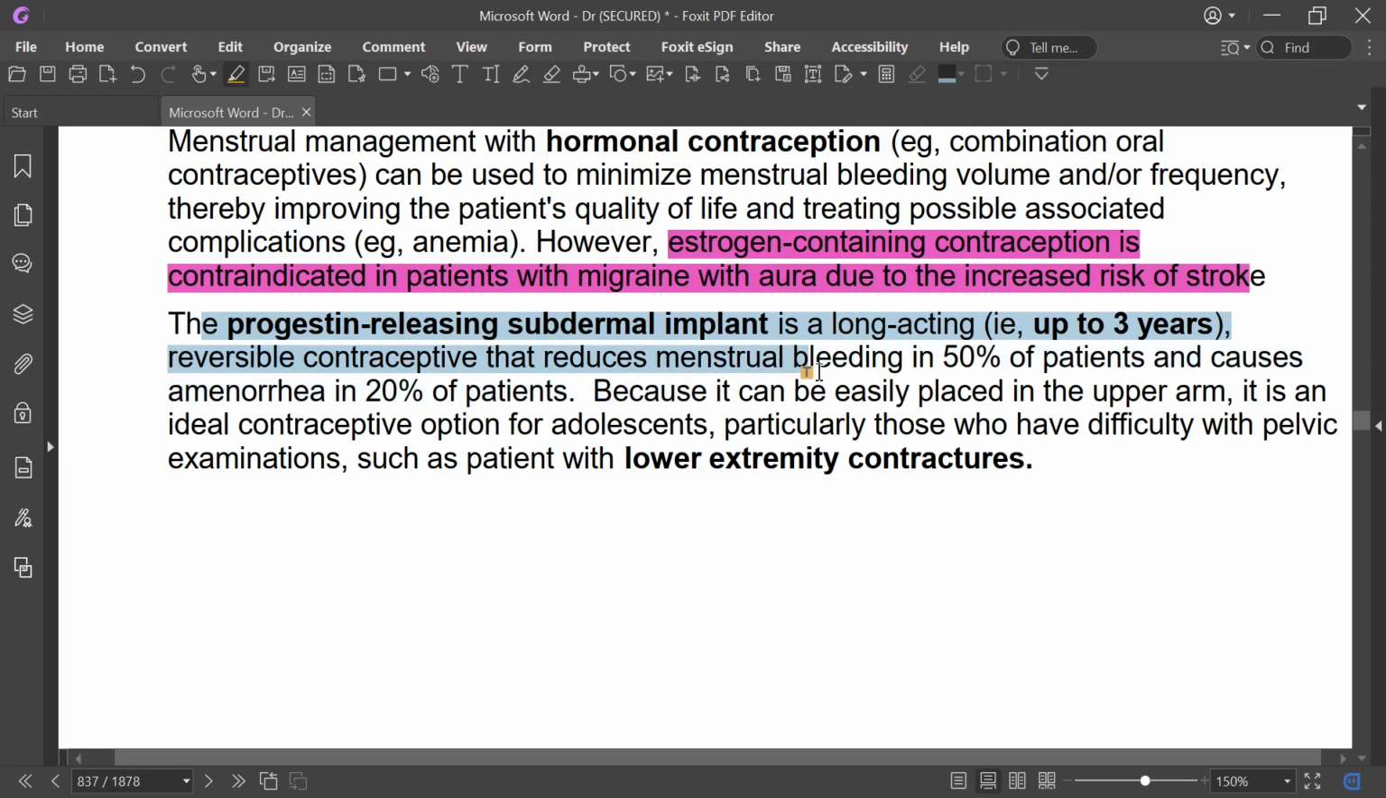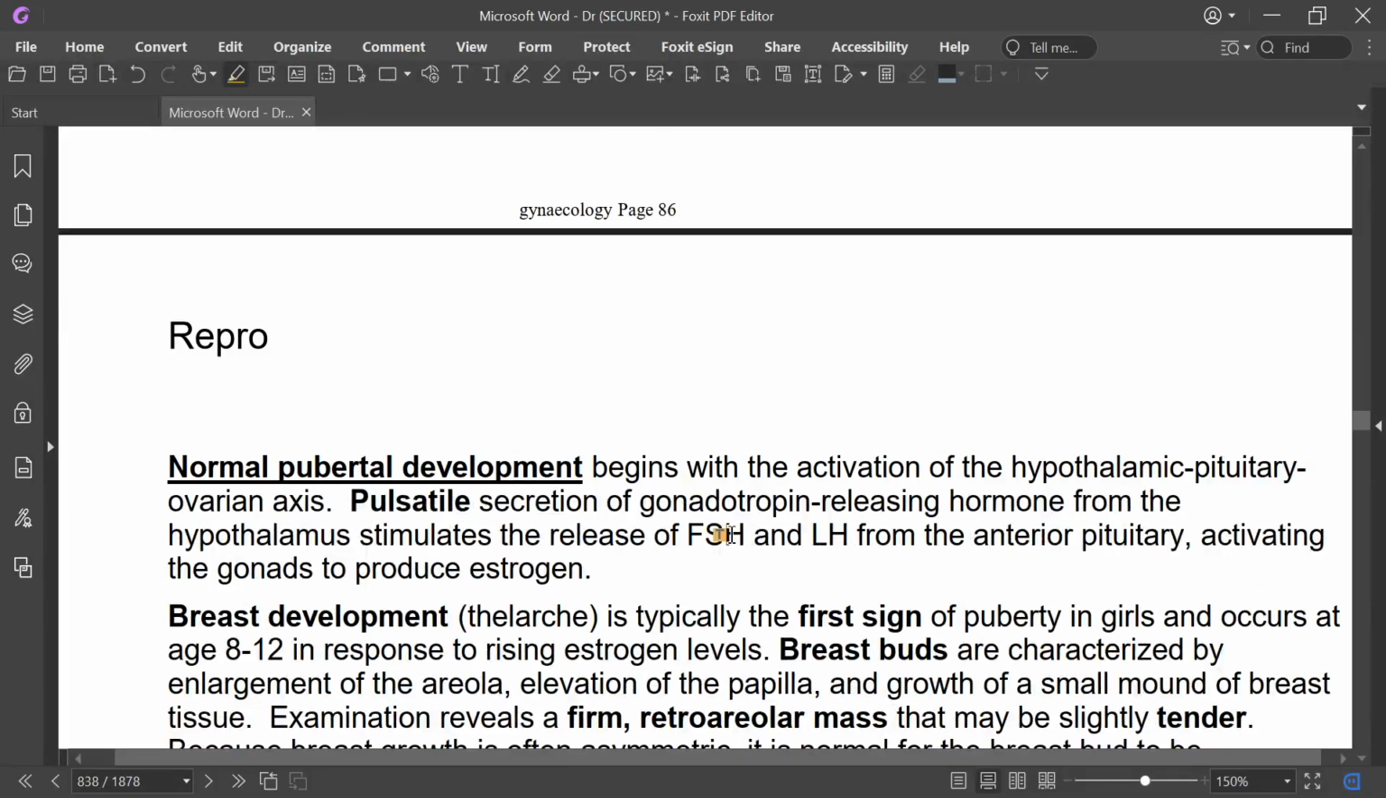It reduces menstrual bleeding in 50% of patients and causes amenorrhea in 20%, and because it can easily be placed in the upper arm, it's an ideal contraception option for adolescents, particularly those with difficulty with pelvic examination and lower extremity.